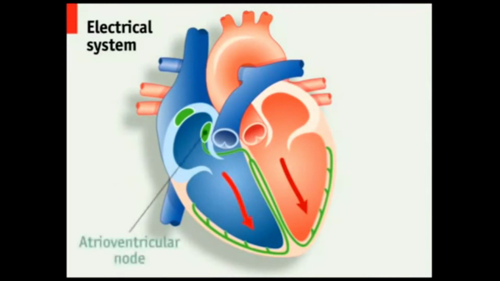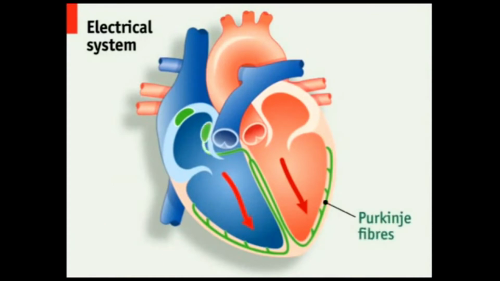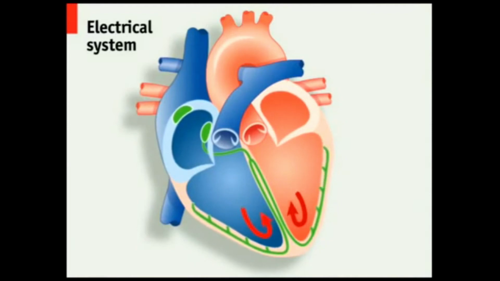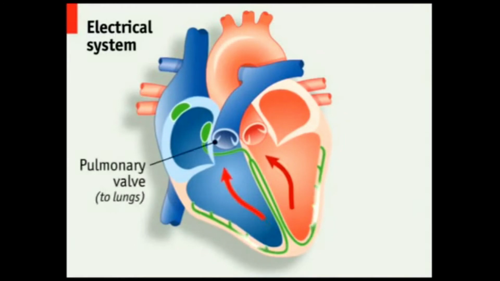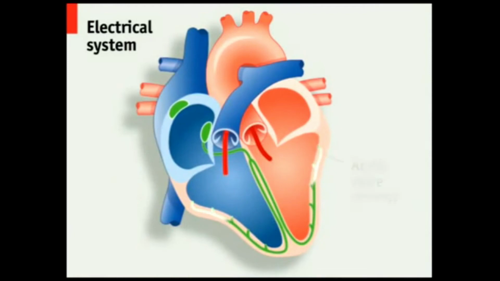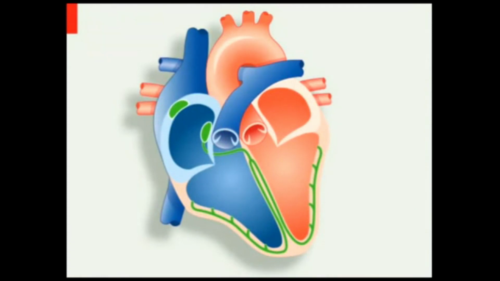Electrical signals are then picked up by the AV node. From the AV node, the electrical signals are passed on to the Purkinje fibers through the bundle of His. These Purkinje fibers make the ventricles contract. During contraction, the right ventricle pushes the deoxygenated blood to the lungs through the pulmonary valve. Left ventricle pushes the oxygenated blood to all parts of the body through the aortic valve. This process repeats itself to make the cardiac cycle.